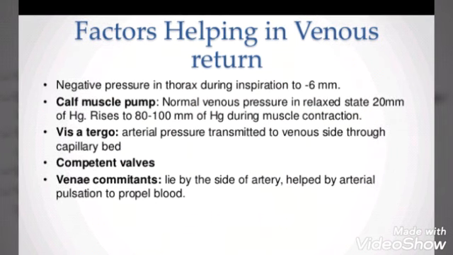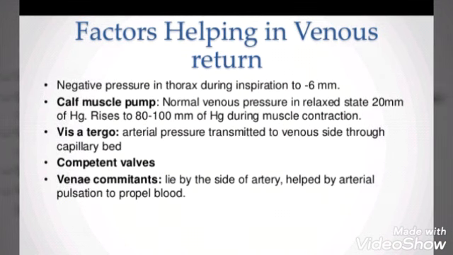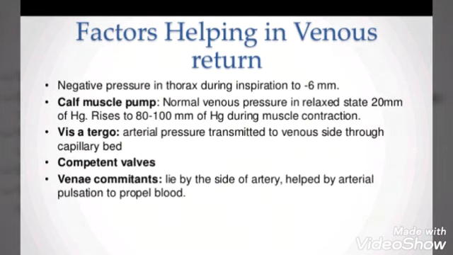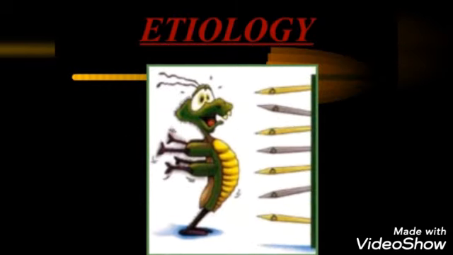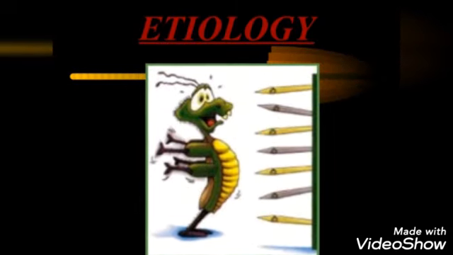Then competent valves, then venae comitantes, which lie by the side of the artery, held by arterial pulsation to propel blood. So they are beside the arteries, and they also help the same function, that is helping in venous return. Then we'll see the etiology. What are the etiologies that lead to varicose veins?